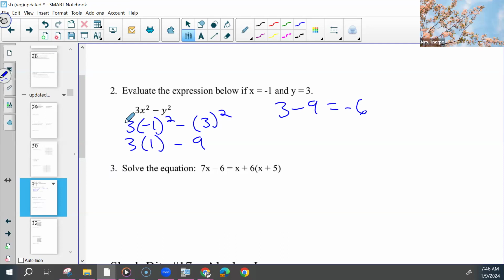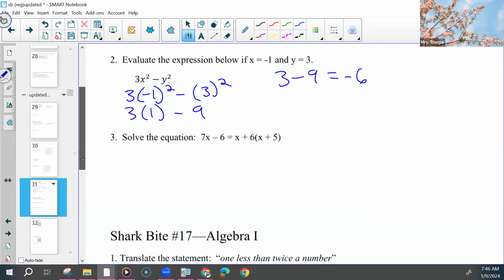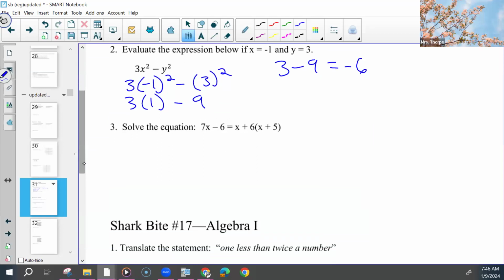When you square something, especially if it's a negative, make sure you're using parentheses. That way it stays a negative times a negative and doesn't become a negative again. I'm going to show both of these in Desmos as well.